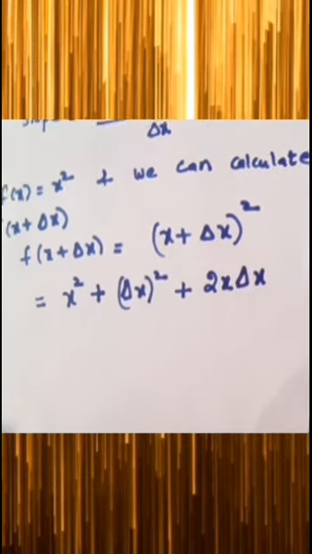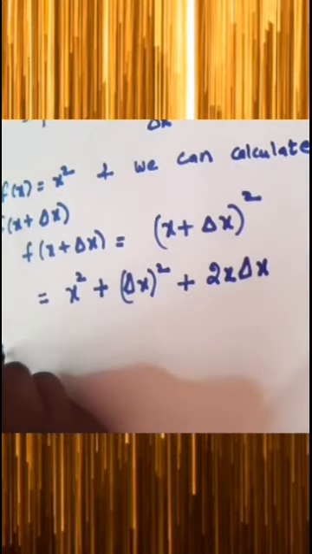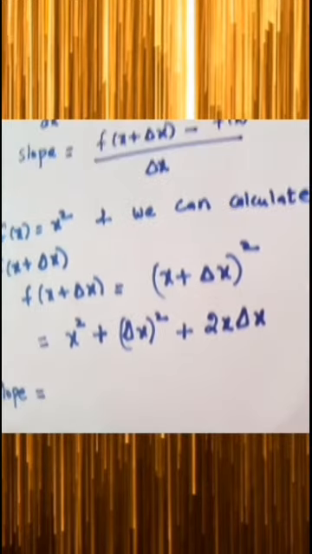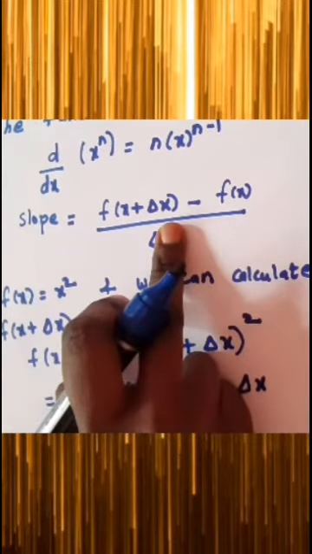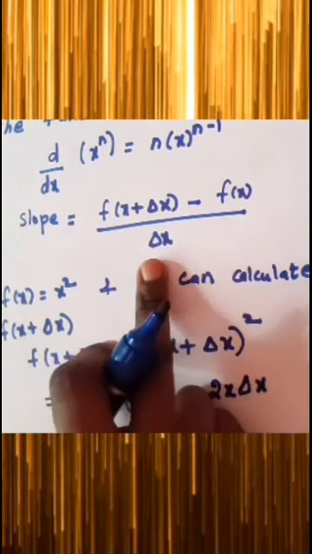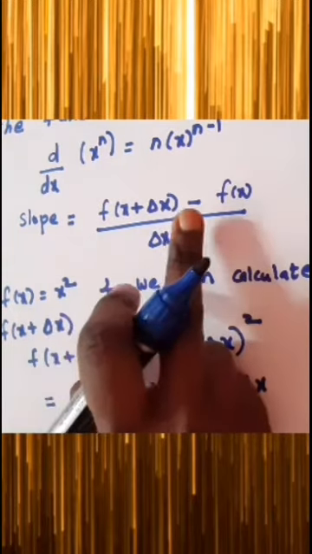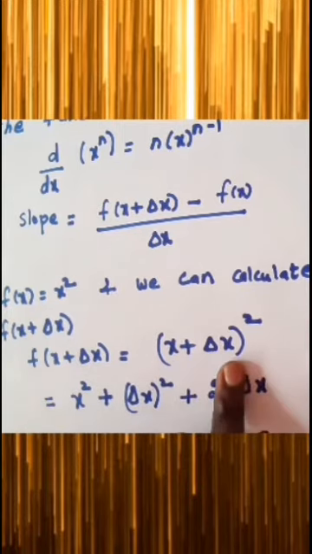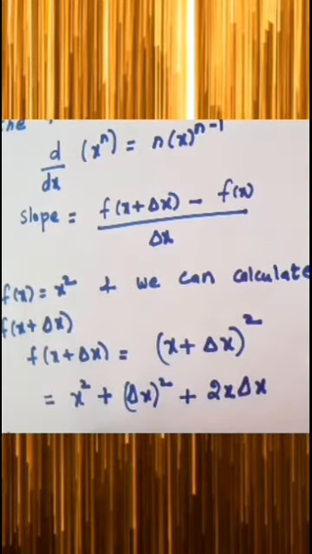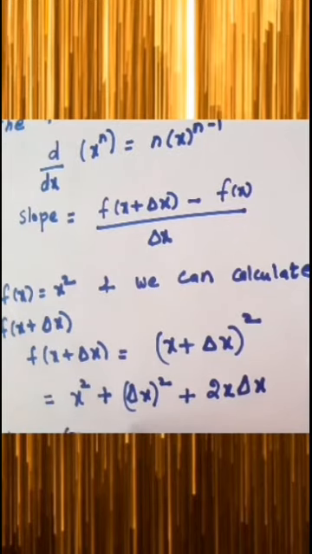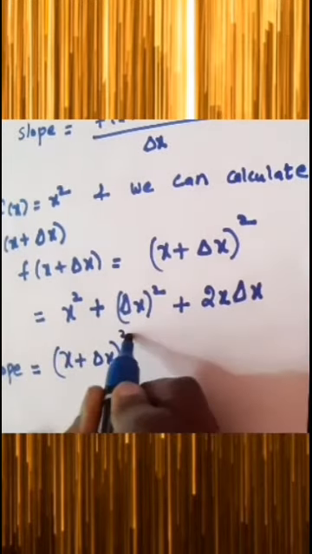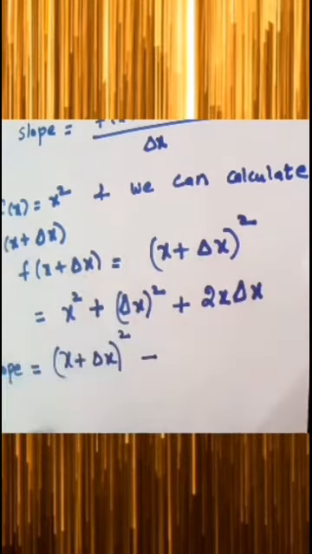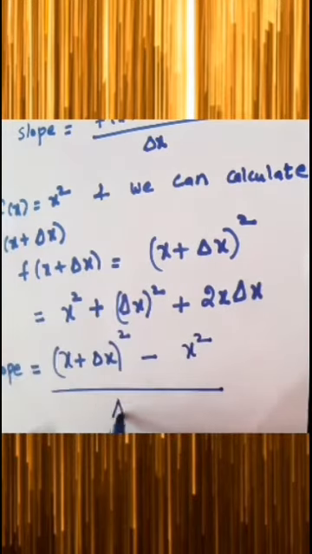Now I'm just going to substitute in the formula. Slope is equal to, what is the formula? f of x plus delta x minus f of x, the whole term divided by delta x. What is f of x plus delta x? We have f of x plus delta x is nothing but x plus delta x the whole square. So I'll substitute here, x plus delta x the whole square, minus, what is f of x actually? f of x is nothing but the given function x square, divided by delta x.